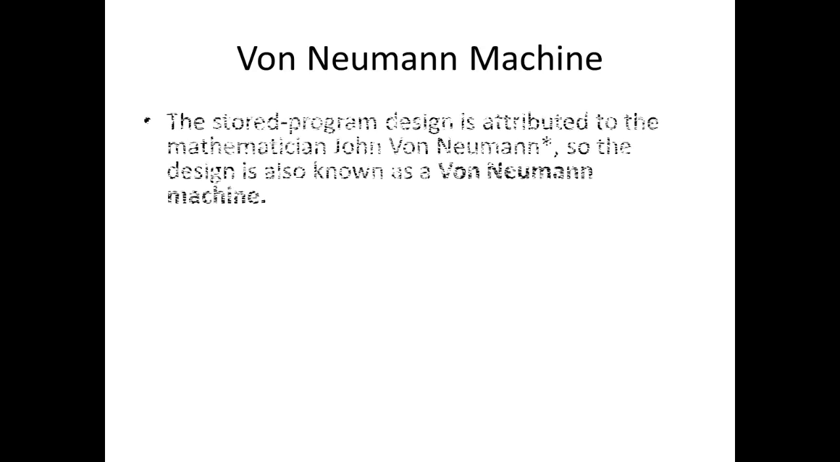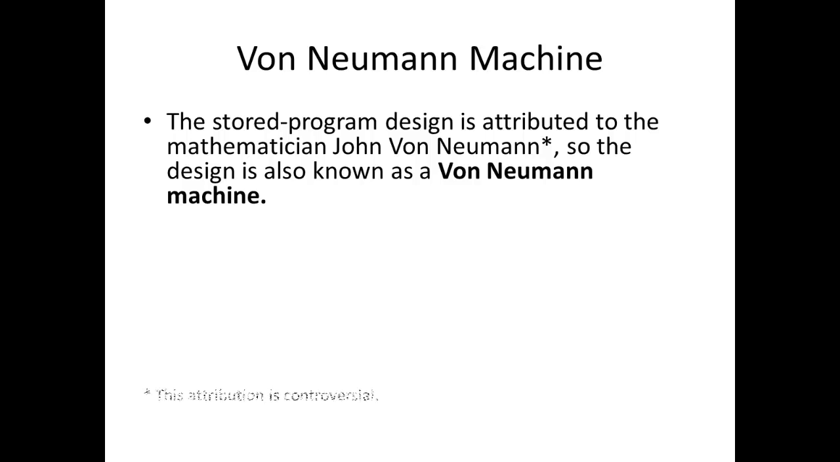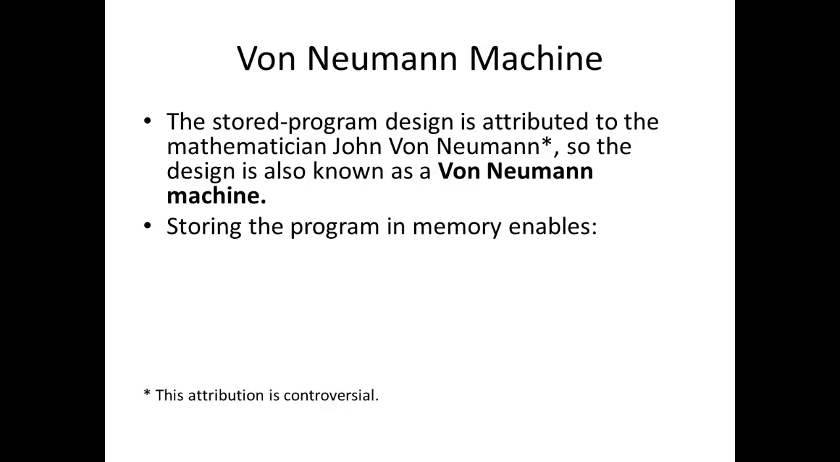Since modern machines store both the program and the data in memory, they are known as stored program computers. This design is known as a von Neumann machine after the mathematician who was one of the early modern computer architects. However, note that many people think this gives von Neumann too much credit. But whoever first thought it up, it is a powerful idea.